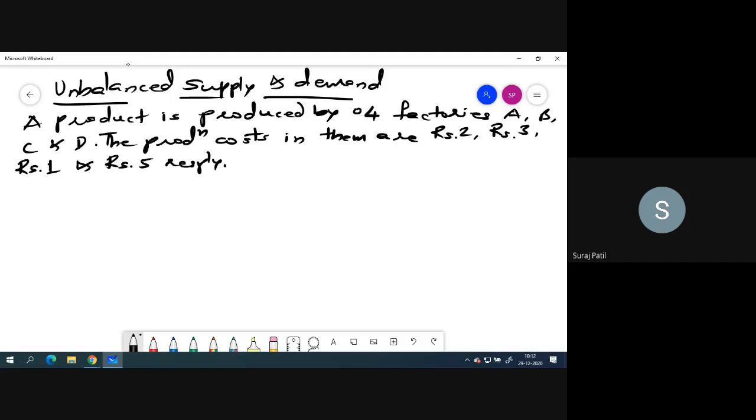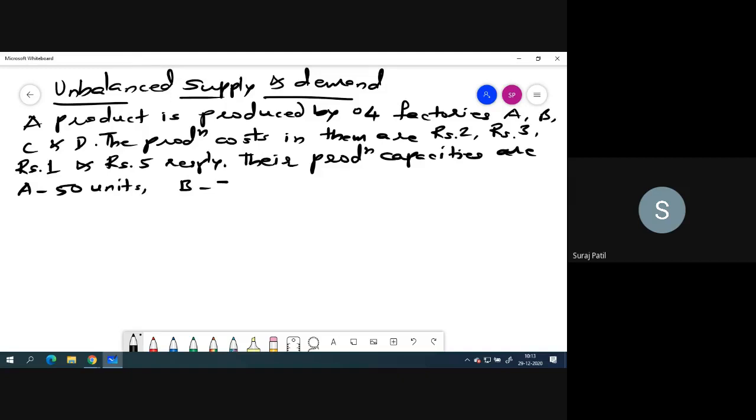The production capacities are: factory A 50 units, B 70 units, C 30 units, and D 50 units.